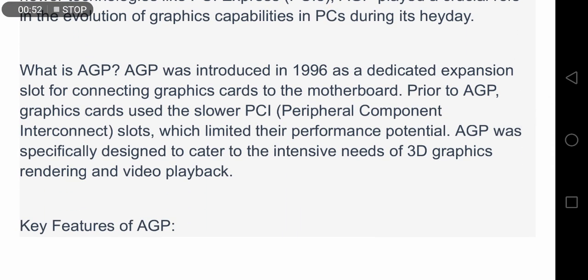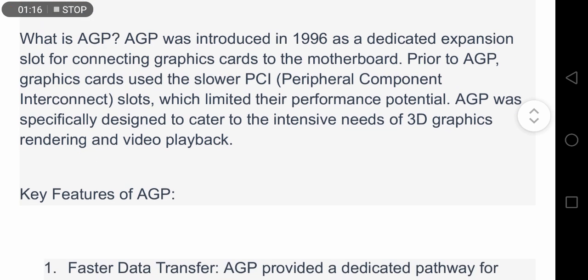What is AGP? AGP was introduced in 1996 as a dedicated expansion slot for connecting a graphics card to the motherboard. Prior to AGP, graphics cards used slower PCI (Peripheral Component Interconnect) slots, which limited their performance potential. AGP was specifically designed to cater to the intensive needs of 3D graphics, rendering and video playback. Key features of AGP.